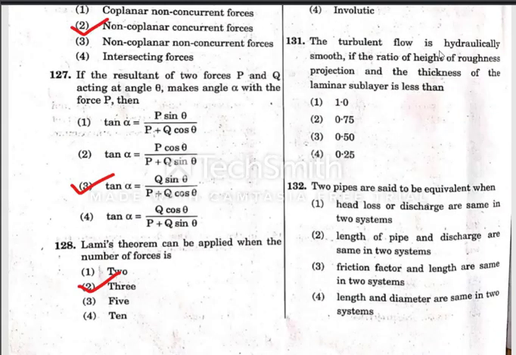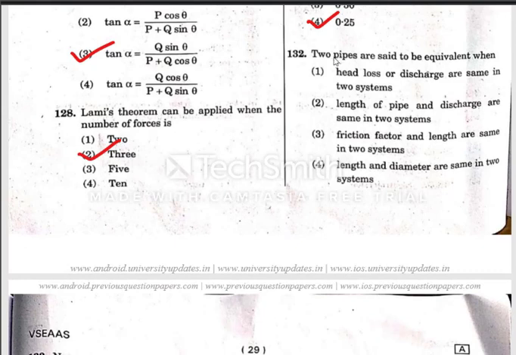And the next question, the turbulent flow is hydraulically smooth if the ratio of height of roughness projection and the thickness of the laminar sublayer is less than. The turbulent flow is hydraulically smooth if the ratio of height of roughness projection and the thickness of the laminar sublayer is less than 0.25. So 0.25, option 4, is the correct answer.